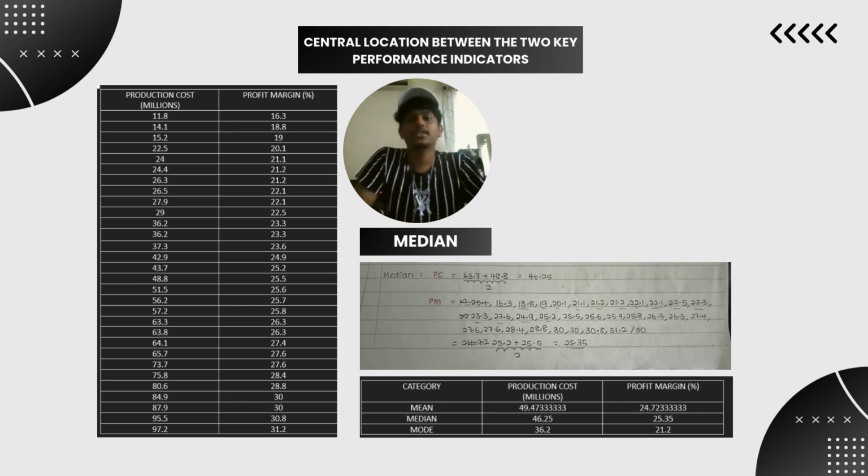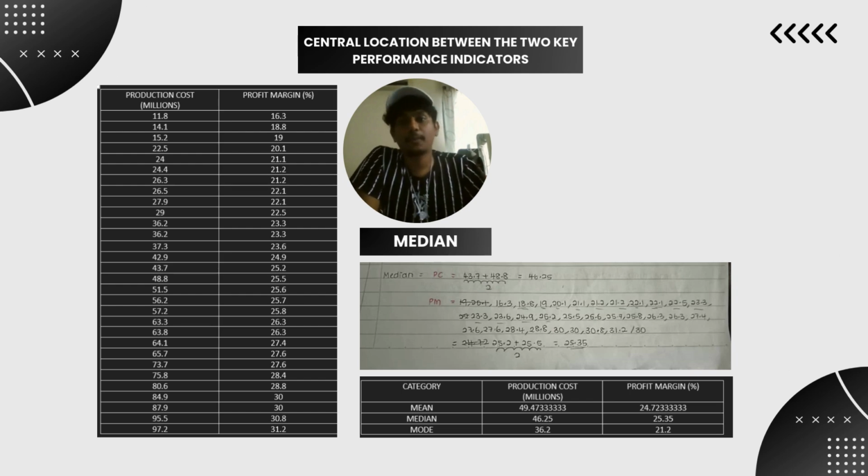Moving on to the next part, we have to find the median. How to find the median? Based on the table, we have 30 digits in both columns of production cost and profit margin. From the 30 digits, we divide by 2, so we get 15. The digit in the 15th position needs to be added to the 16th and divided by 2. You will get the answer for the median.